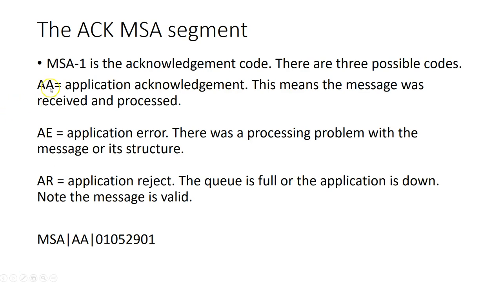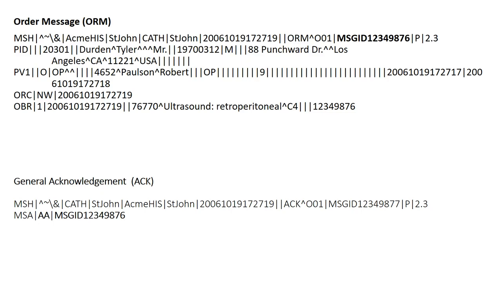Okay, so if it's good, it'll get an AA. If there's a problem with the message or the structure, you'll get an AE response. AR, application reject, means the queue is full. There's only so many messages in the queue and it can't process it. Or, you know, the application is down. If the RIS system is completely down, obviously the interface to the RIS doesn't work. So this is an MSA segment. You can see it has an AA, so that message was good.